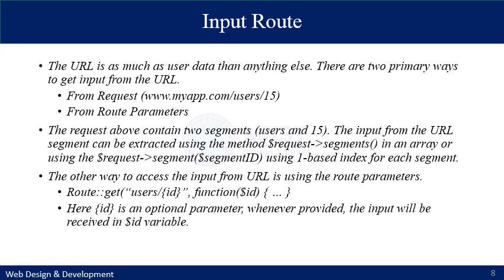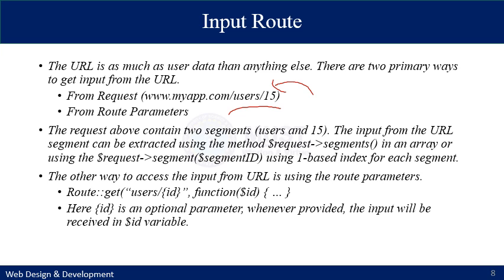The input can also be taken from the user from the routes. So the URL carries as much user data as anything else. There are two primary ways to get input from the URL. One way is to get it from the request: whenever the user sends the request, you can extract the information from the user routes. The second option is the route parameters: the user provides a number of parameters in the request and route, and you can extract those parameters.